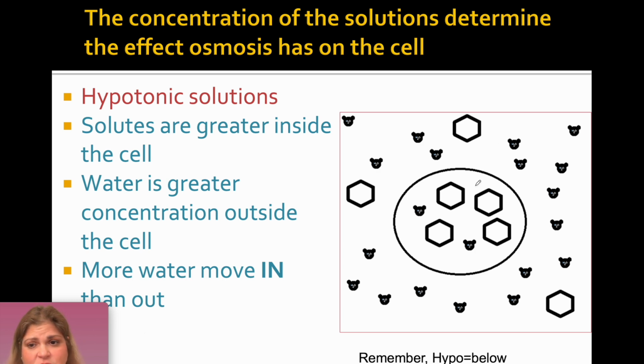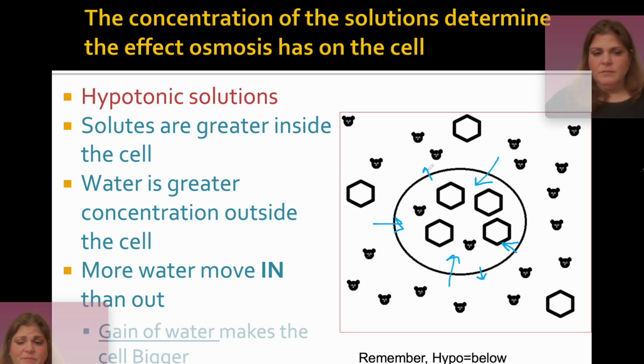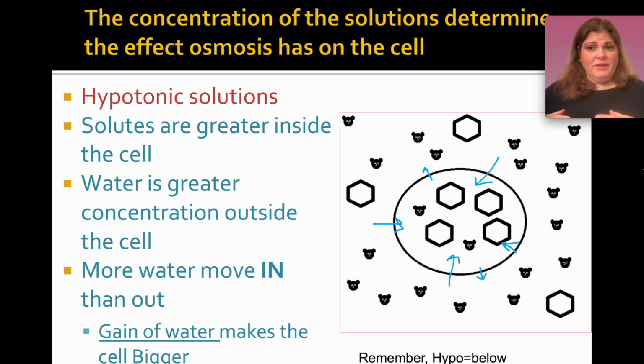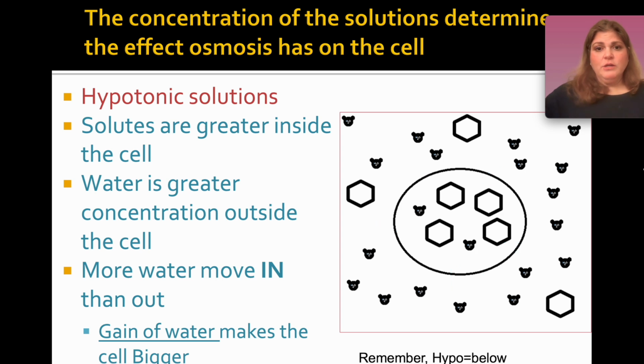So label that in your table, and then draw a bunch of arrows with some big arrows, at least 3 or 4, some big arrows going in, and maybe 2 smaller ones going out, because again, Brownian motion means that water is always moving randomly. It's just that by the end, more water is going to move in than out. In this situation, the cell is going to gain mass because more water is going to move in than moves out, so the cell is going to get bigger.